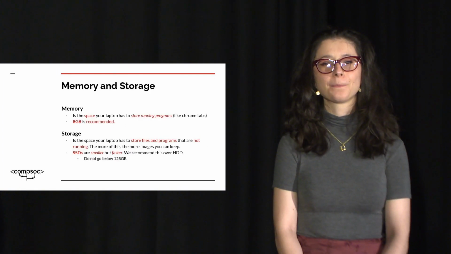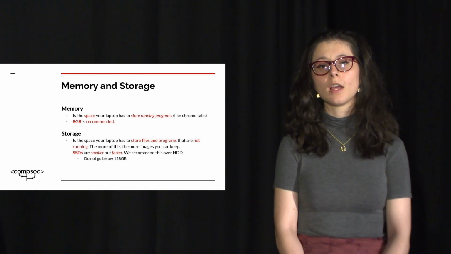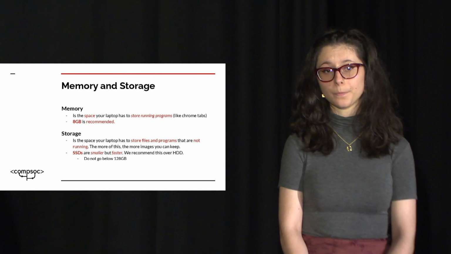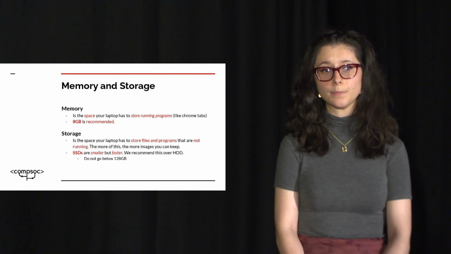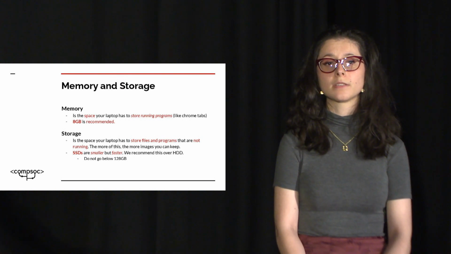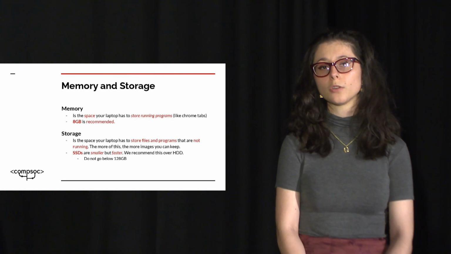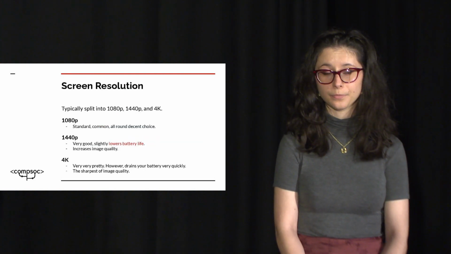Memory and storage. Memory is the space your laptop has to store information for programs you're running, like your Google Chrome tabs. 8 GB is a good starting point. Storage is used to store your files, software, and operating systems. If you're working with large files, such as video and audio files, you would need more space than just PDFs and Word documents. 128 GB is a recommended minimum.